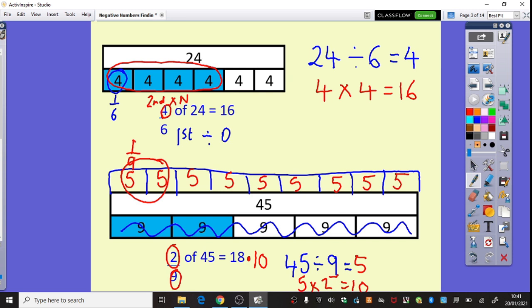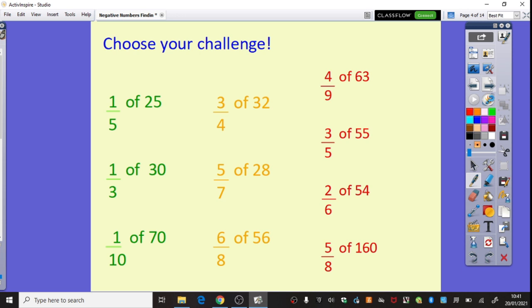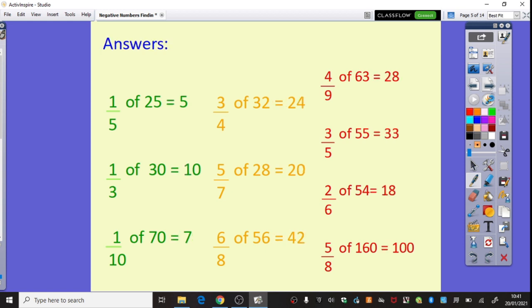Might have caught Mrs. Gill out, and actually it's a mistake that we often find we can make when we get a little bit muddled, so just slow it down. We're dividing by that denominator, then multiplying by the numerator. So I'd like you to have a little go at the challenges today. Choose a column to try and pause the video now, please. And we have the answers here for you to mark.